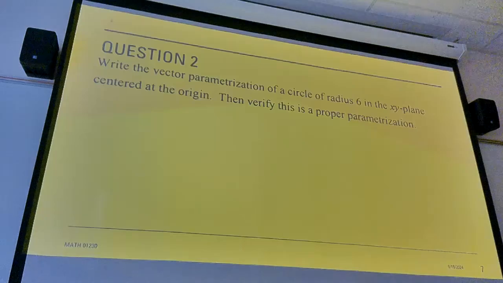Let's see who remembers. Vector parameterization. With the idea of vector valued functions comes the idea of parameterizations. Last week we looked at lines, and then a set of parametric equations for lines. We're not going to do that anymore. Now it's going to be a parameterization of the line.